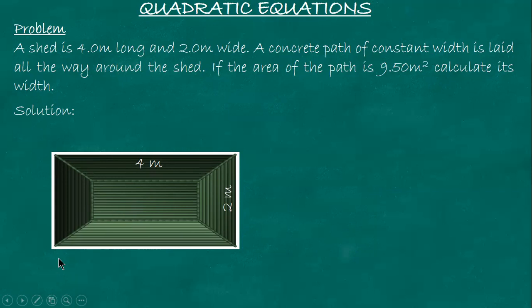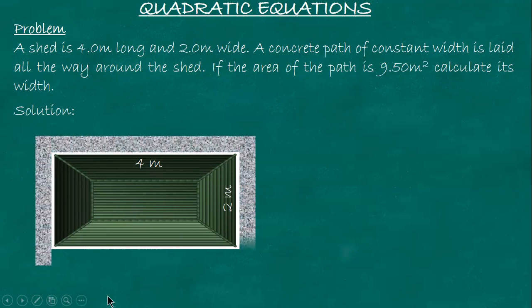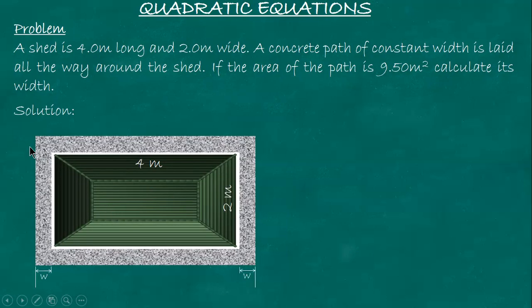So this is the concrete path. Its width is constant, so let's call it W, and this one also W, W again. Right? So the length is 4 plus 2W. Okay, 4 plus 2W. The other side is 2, so it's 2 plus 2W.